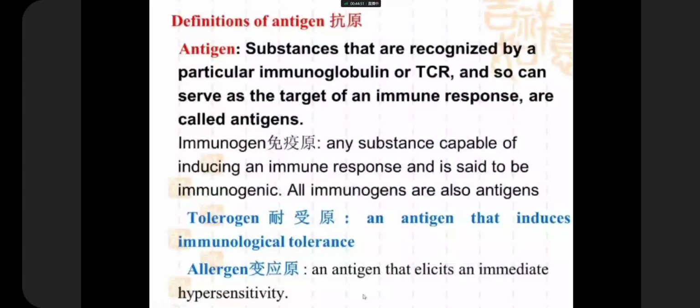Allergen is an antigen that elicits an immediate hypersensitivity. So we know the antigen, in Chinese 抗原. Antigens are substances that are recognized by a particular immunoglobulin or TCR, and so can serve as the target of an immune response.